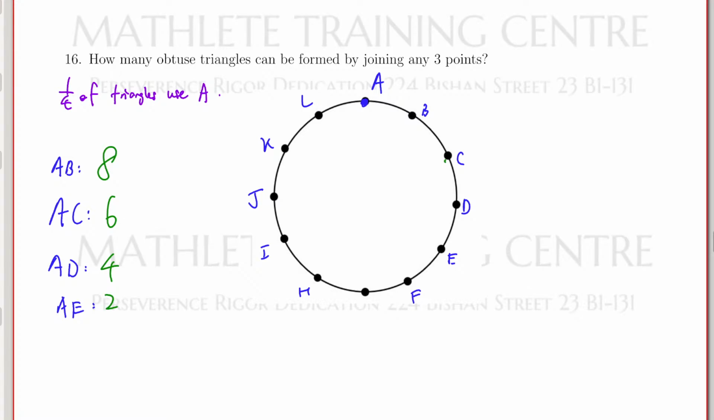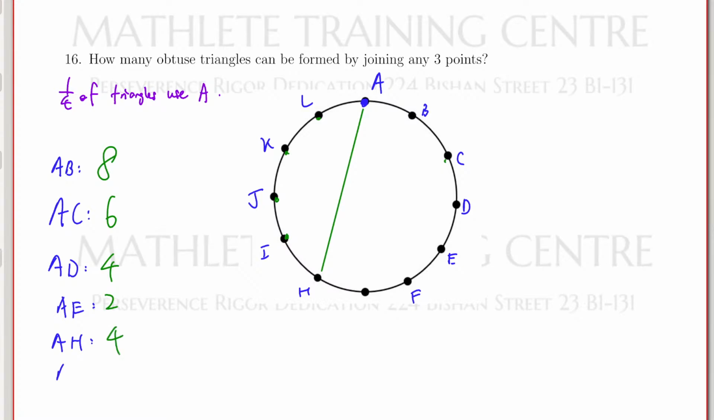But now you can actually look at the situation for the other case where you have the number AH, right? AH here, what is that going to be? If you look at it, AH together with the point I is going to be an obtuse triangle. AH with the point J, AH with the point K, AH with the point L. These will all form obtuse triangles. Okay, then AH should be 4.